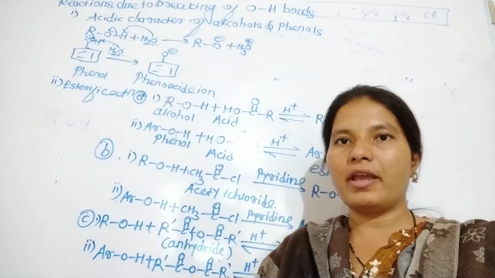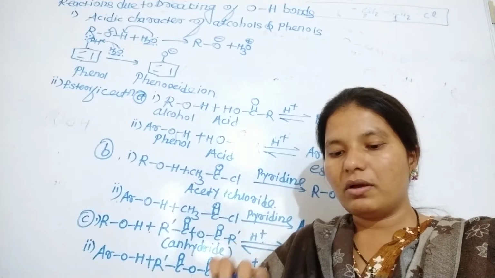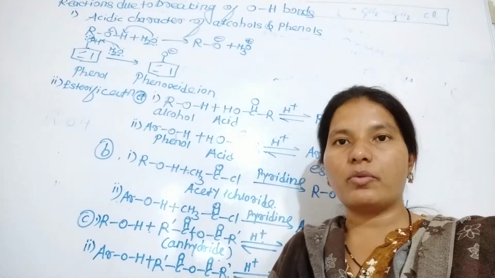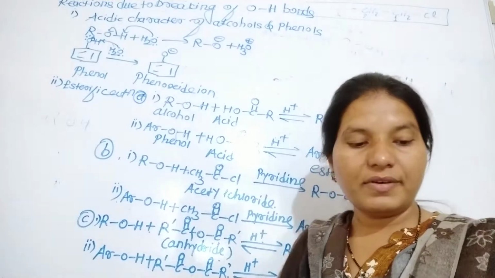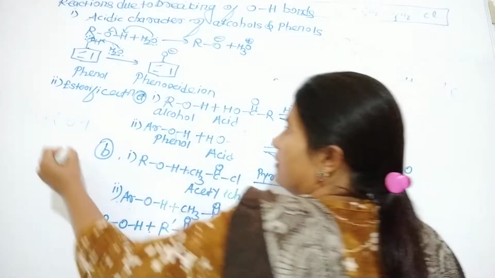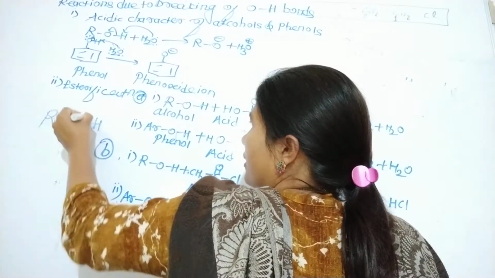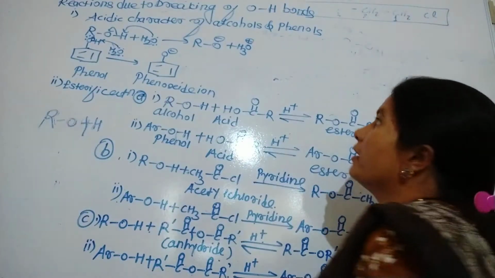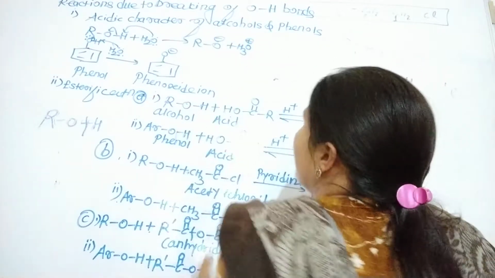OH bond. There are two polar bonds present in alcohol: one between carbon and oxygen, and another between oxygen and hydrogen. First of all, you can take the reaction involving breaking of the O-H bond here. What happens? First one, acidic character of alcohol and phenols.